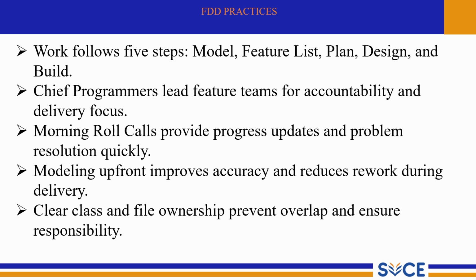Here work follows 5 steps, that is model, feature list, plan, design and build. FDD is structured into 5 core activities. First, teams create a domain model. Then they identify all the features the system must deliver. After that, they plan, design and finally build those features. This step-by-step approach gives FDD its discipline and predictability.